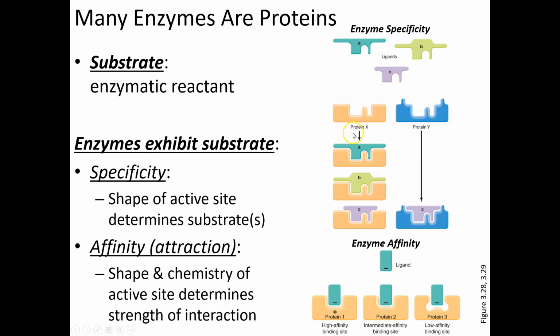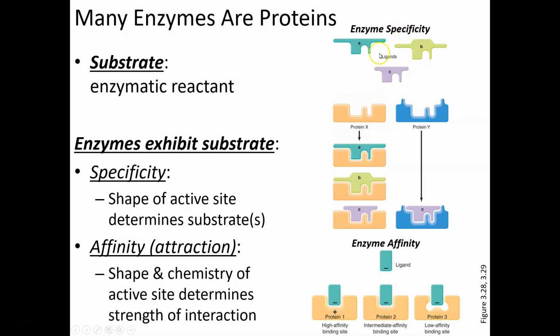So these two drawings right here are supposed to represent two different enzymes. And these ligands are the substrates. If you look, you can see that enzymes have specificity. So the A fits here, and the B fits here. So any of these three substrates, also known as ligands in general. Anything that binds to a protein receptor is called a ligand.